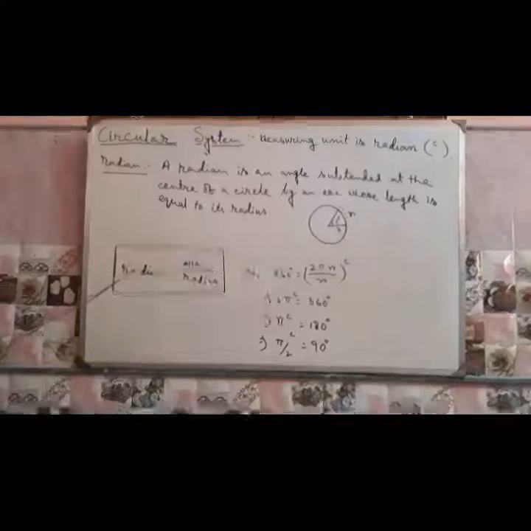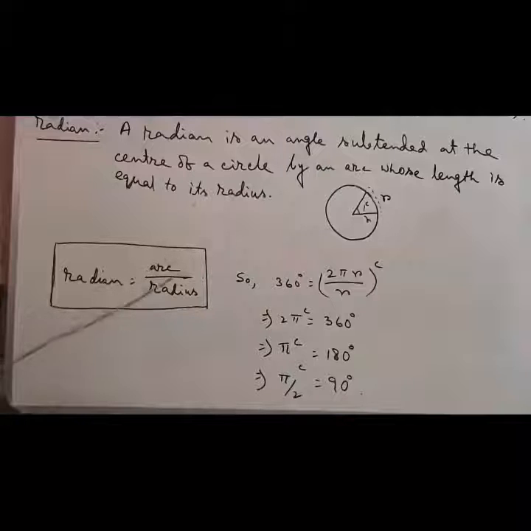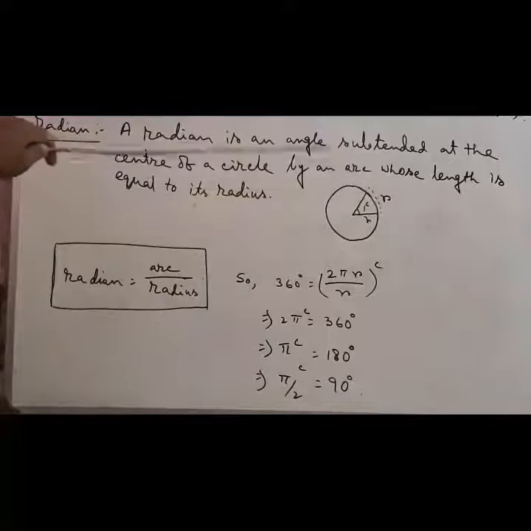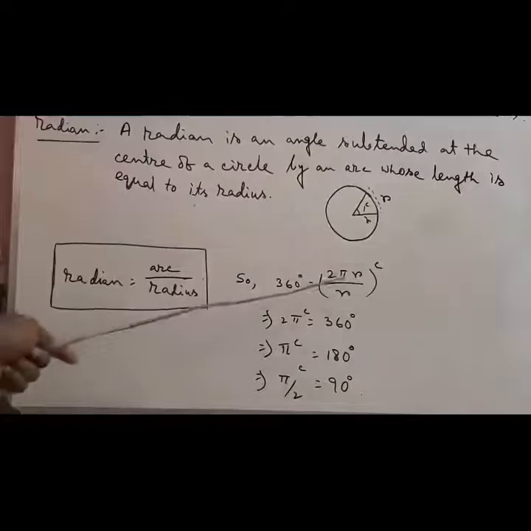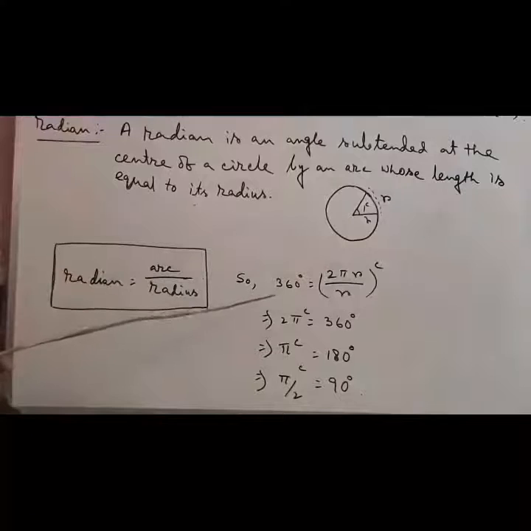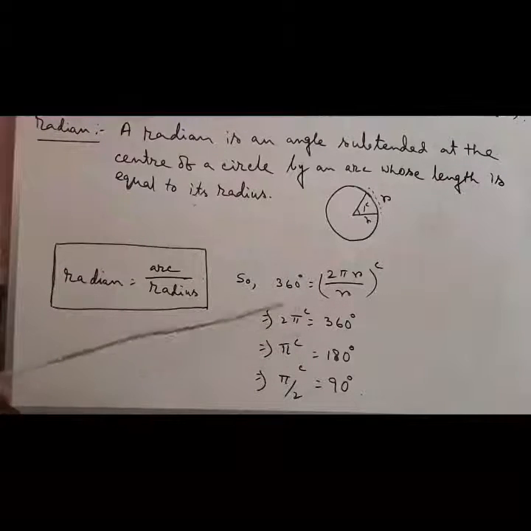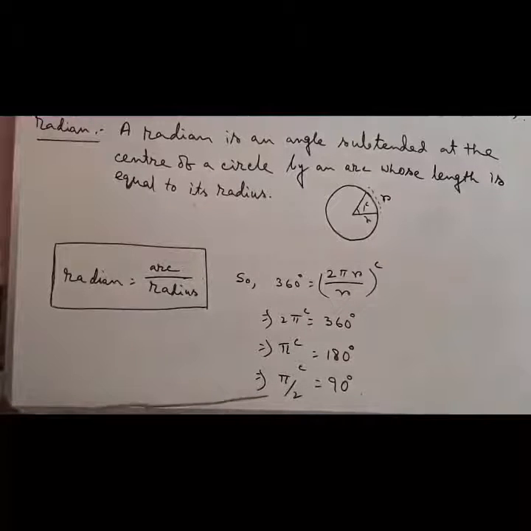Usually we find radian is equal to arc length by radius. Here you see, if we take the total arc length, that is the circumference of the circle, it is equal to 2 pi r. So arc length 2 pi r by r is equal to 360 degree. Eliminating r in the numerator and in the denominator, we get 2 pi radian equal to 360 degree. So pi radian is equal to 180 degree, that is, pi by 2 radian is equal to 90 degree.